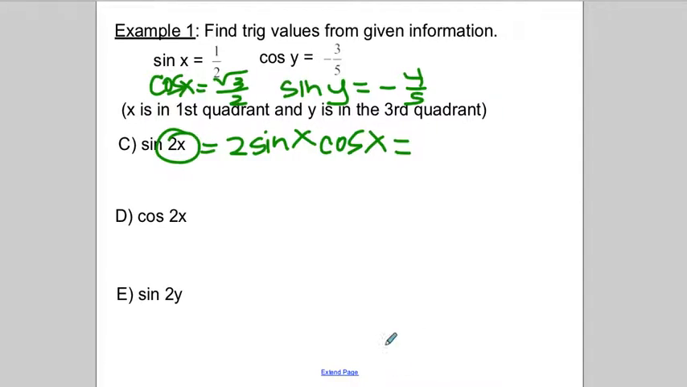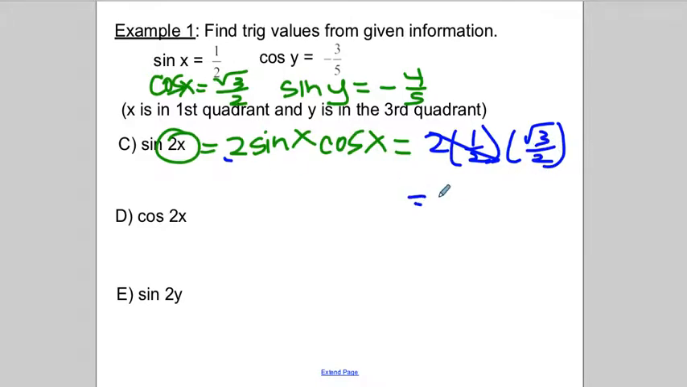And now all I have to do is plug it in. So I have the number 2. Then what is sine of x? 1/2. Then what is cosine of x? It is square root of 3/2. So then from here, you just solve it. So 2 times 1/2, those actually cancel. I get 1 times square root of 3/2 is square root of 3/2. There is your double angle answer.